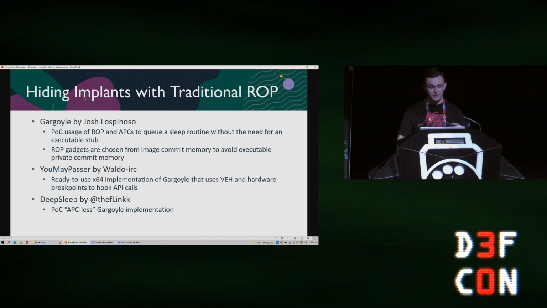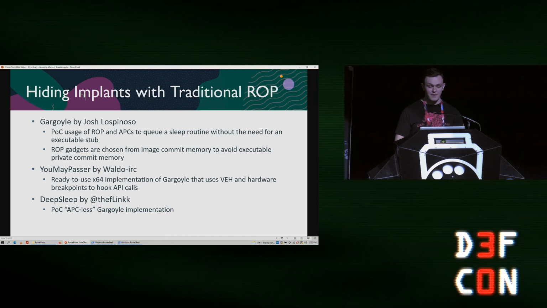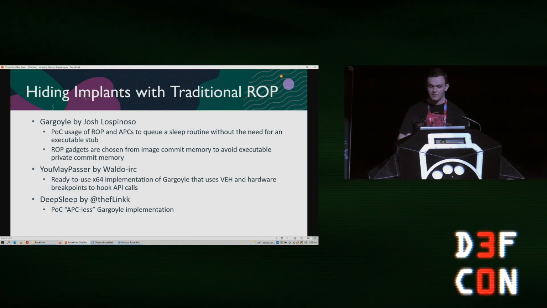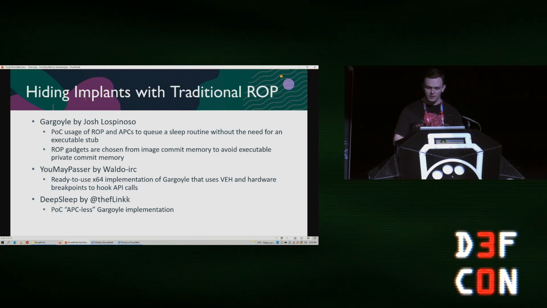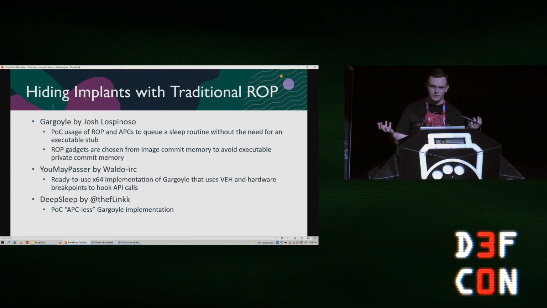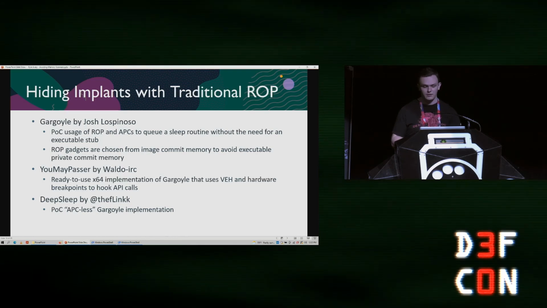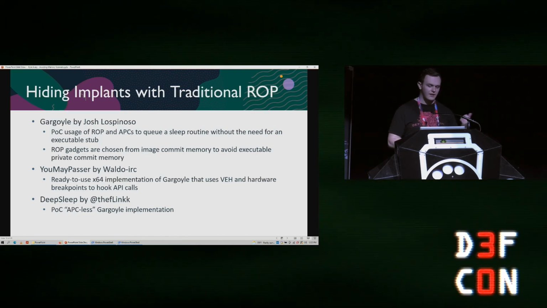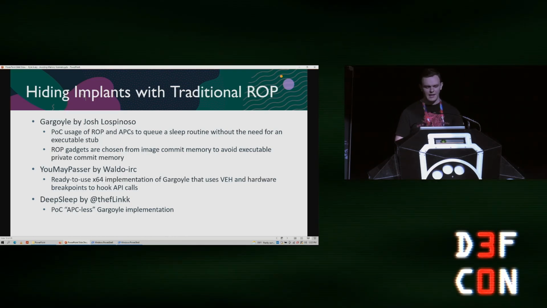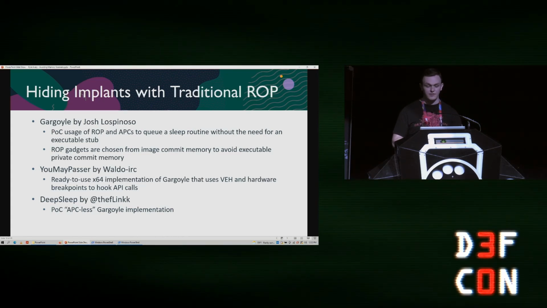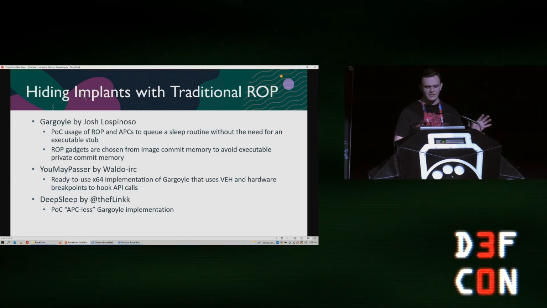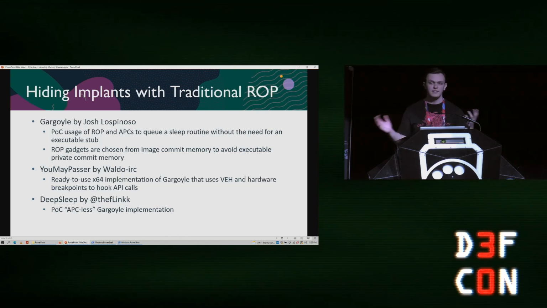Now, just recently, Waldo came out with UMay, which is an x64 implementation of Gargoyle that is ready to use with something like Cobalt Strike. So it's not just a proof of concept, it's something you could use right now. And just after that, the Link, or DF Link, came out with Deep Sleep, which is very similar to Waldo's project. I think his is more of a proof of concept, but it just doesn't use APCs.